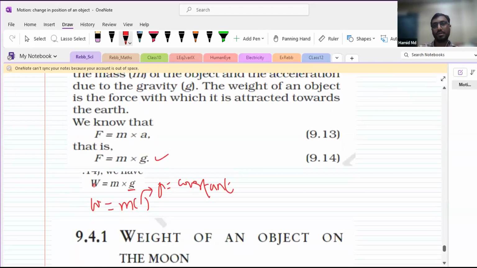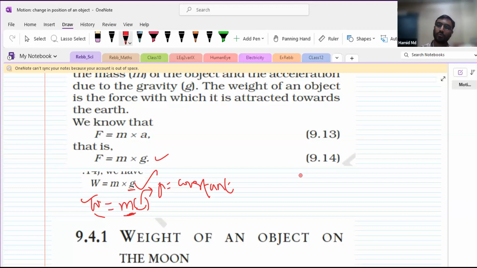So either you do it with an elephant or with an ant, nothing will change, because g will remain constant. So in one sense weight and mass are a similar quantity, but in another sense mass is different from weight. Okay, the sense is clear.